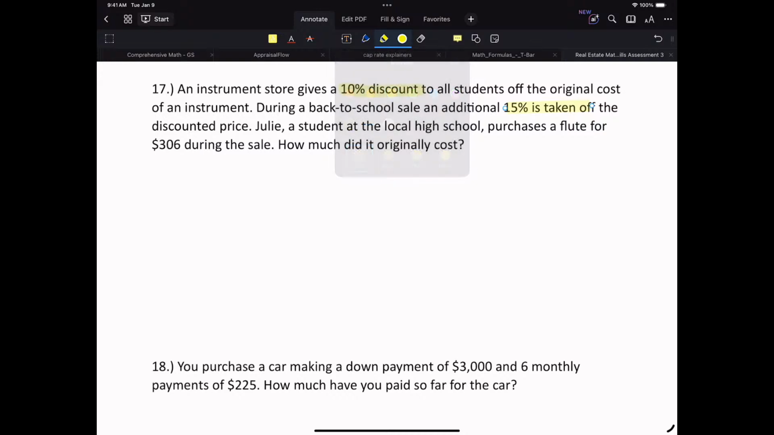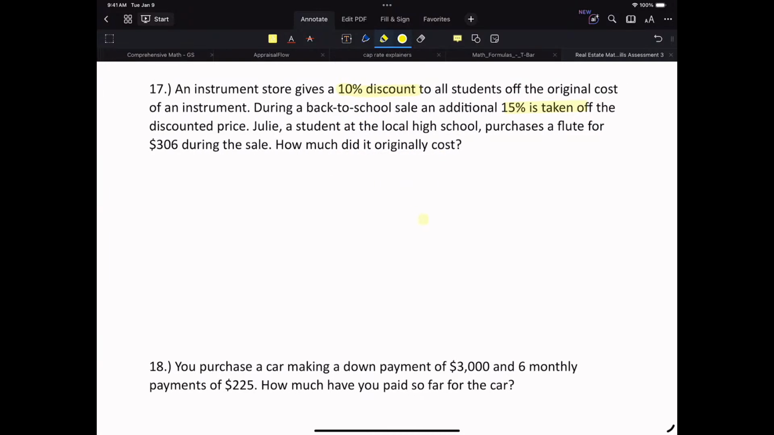Off the discounted price. A student at the local high school purchases a flute for $306 for the sale. How much did it originally cost?